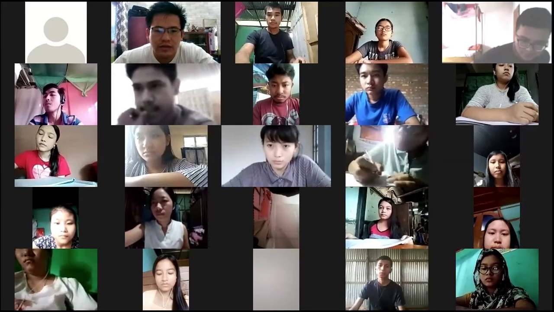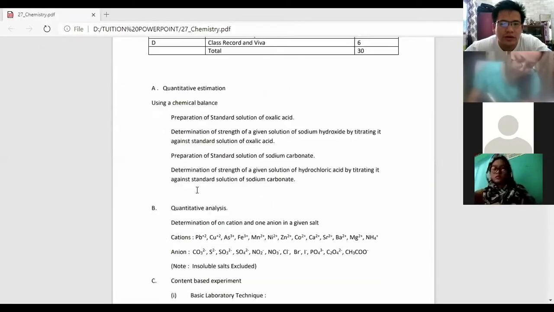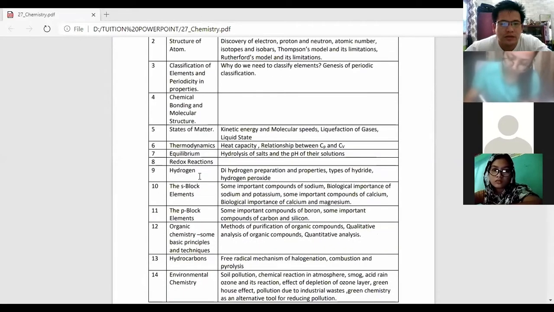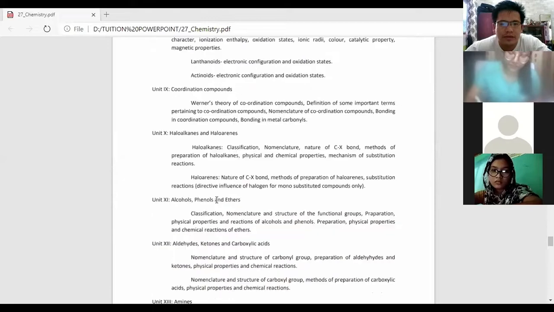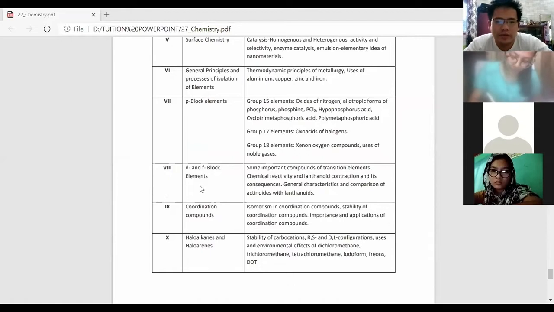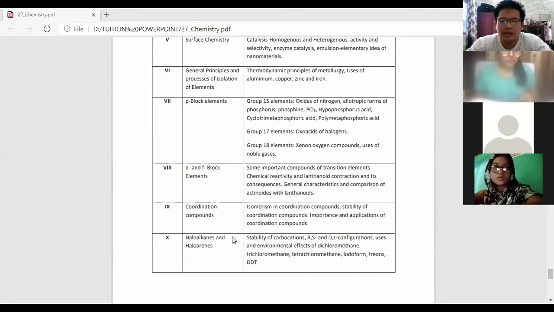I'll share the screen. The reduced syllabus of class 12 according to the latest council syllabus is the d and f block elements. What are the topics which are reduced in the d and f block elements? Some of the topics which are reduced are some important compounds of transition elements, chemical reactivity and lanthanoid contraction and its consequences, general characteristics and comparison of actinoids and lanthanoids.